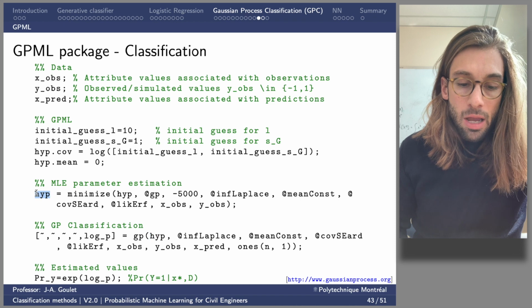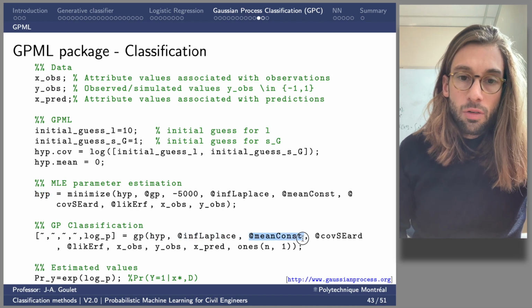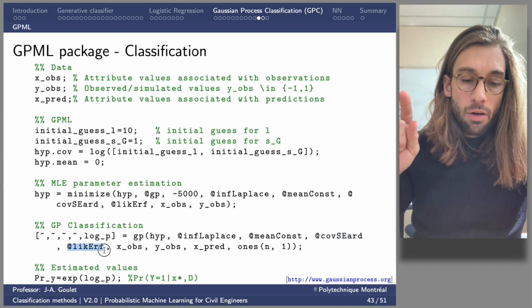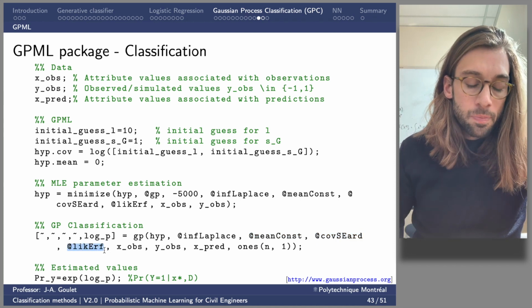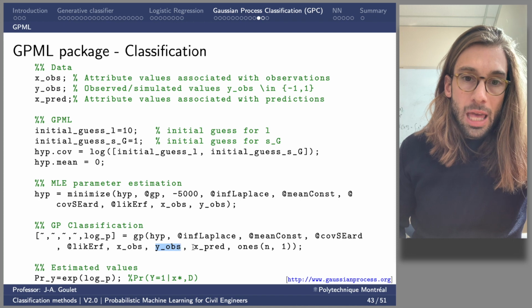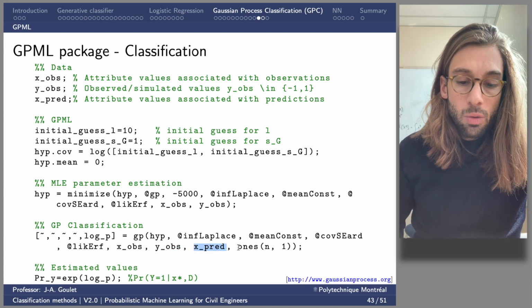We still have the same inference method. We still have the prior mean 0, the covariance function. We have the likelihood function, which is here an error function, our normal CDF. We have our actual observed value for the covariate or observed class. Where do we want to predict? And the class we want to predict is the class +1. Okay, so that's why we have 1 here.